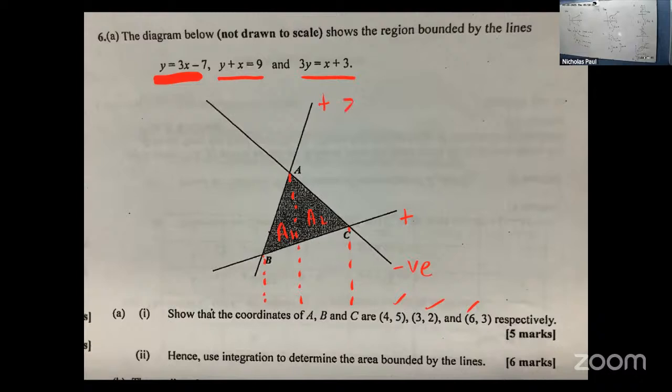So look at all the lines. The first thing we should do is put them in the form y is equal to mx plus c. Put them all in that form, right? Okay, shall we see that now? So the first one is y is equal to 3x minus 7. The second is y is minus x plus 9. And the last one is y is equal to 1/3 x plus 1.